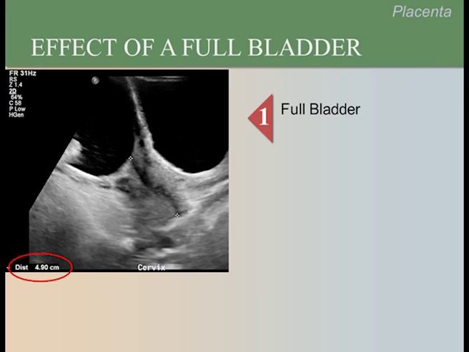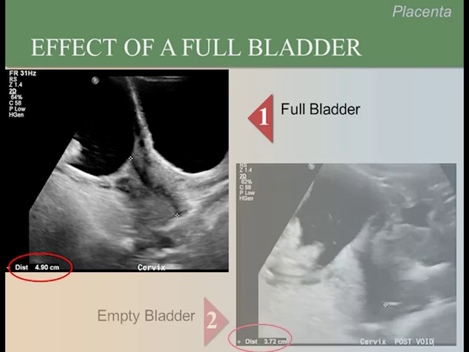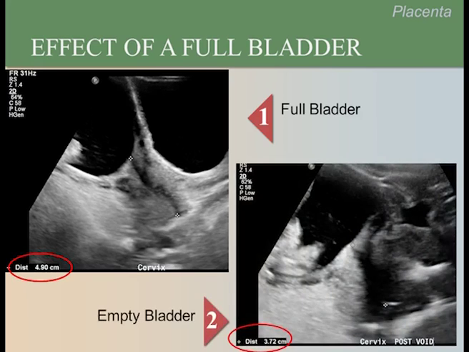Let's consider how a full bladder might make the cervix appear longer than it really is. Here's an image of a cervix with a full bladder. The cervical length is 4.9 centimeters. After the woman empties her bladder, the cervix was measured again and was more than 1 centimeter shorter than previously measured. Now the cervix measures 3.7 centimeters.